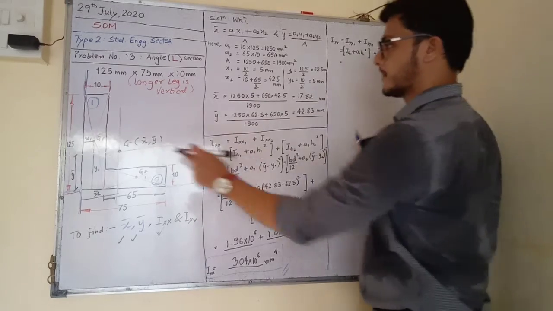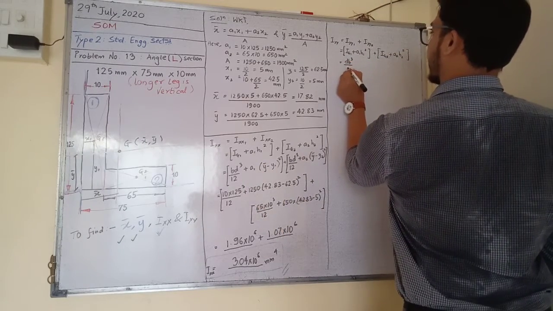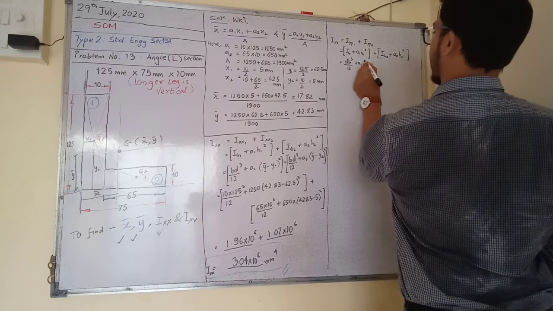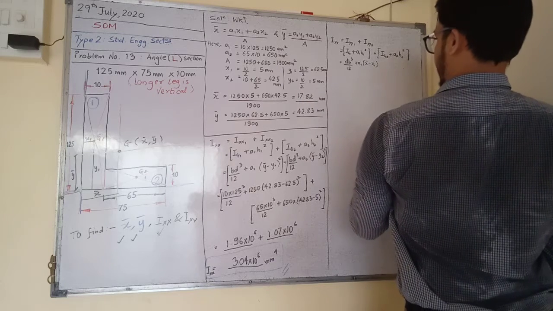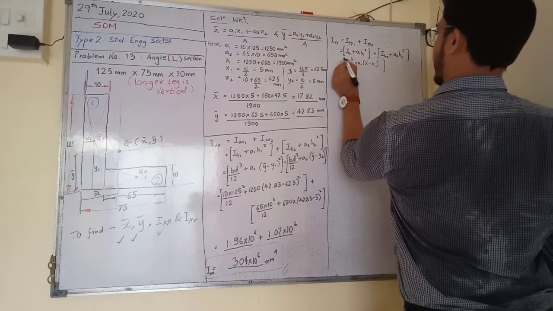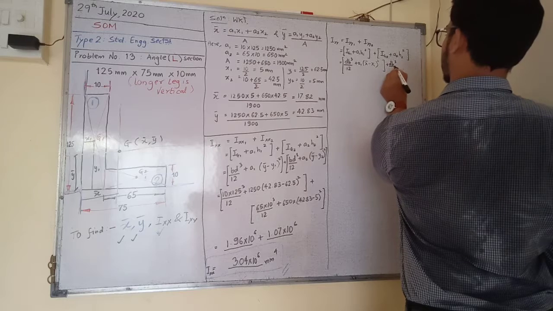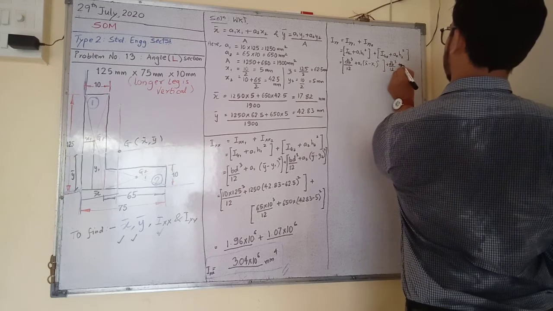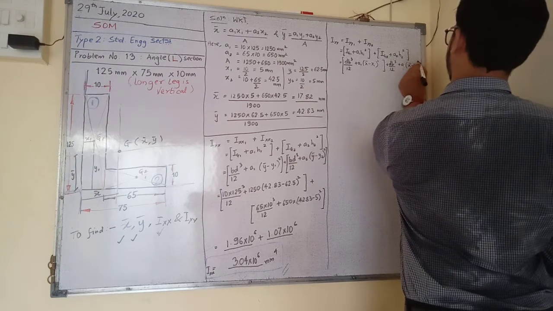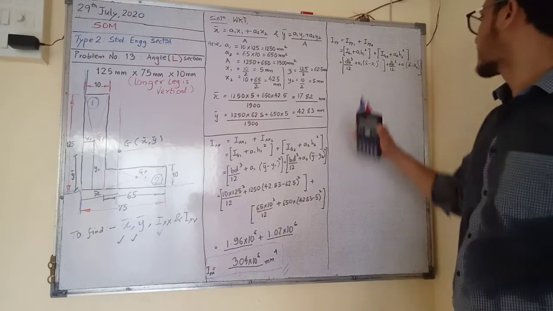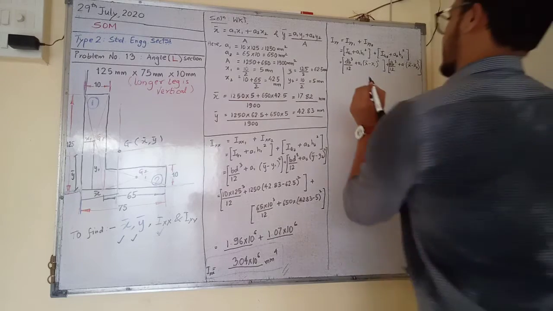Now Iyy of rectangle number 1 will be db cube by 12. Iyy of rectangle is db cube by 12 plus A1 as it is. H1 will be x bar minus x1, x bar minus x1 the whole square. Plus again db cube by 12, that is Ig, plus A2. H2 will be x bar minus x2, the whole square. So these two square brackets are ready. Now you have to substitute the values and find the answer.